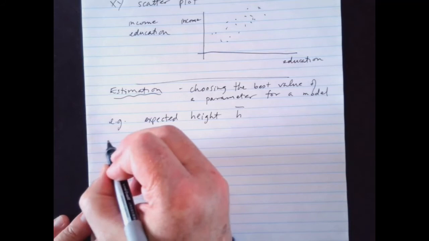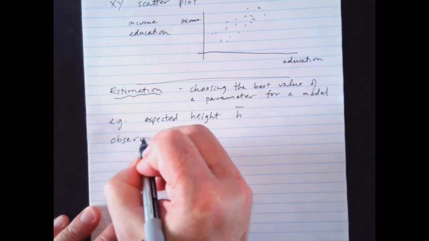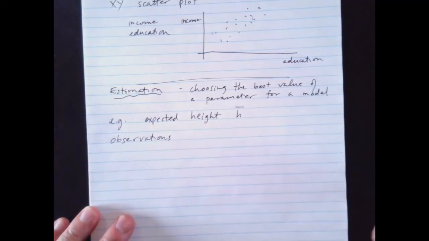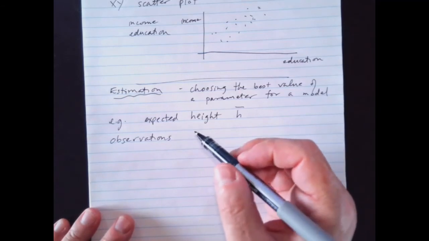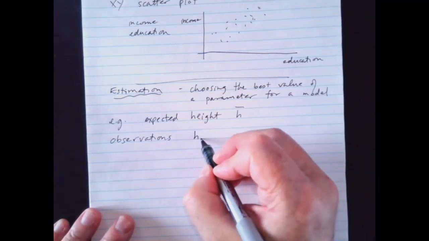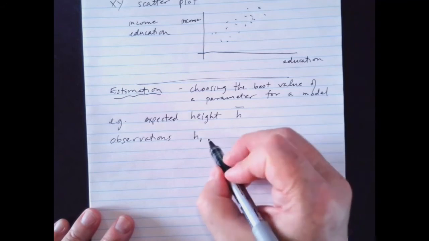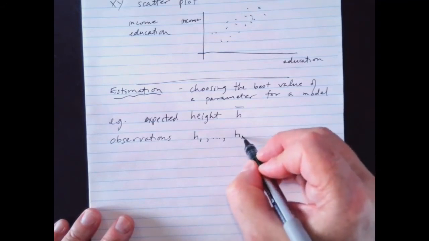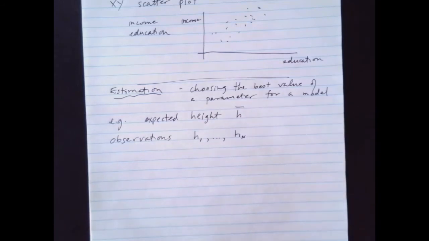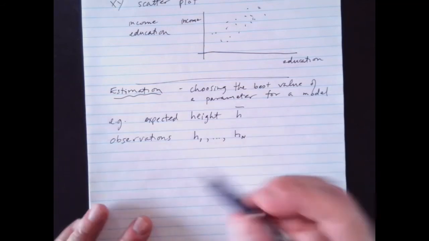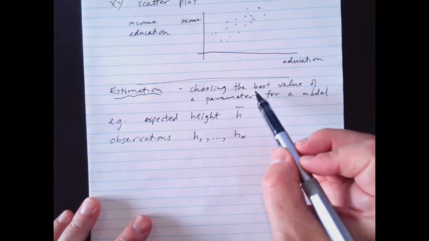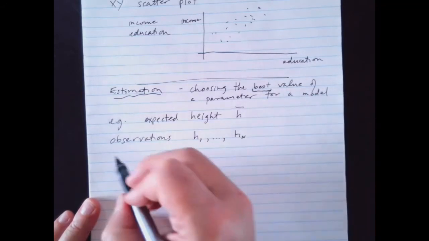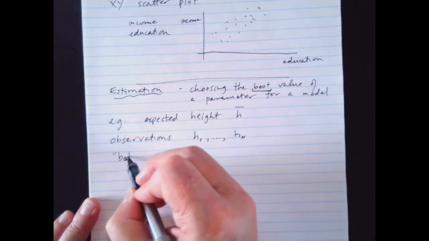Well, you have observations. So you're going to walk onto campus and take a sample, and you get the height of the first person, and then the height of the second person, and the height of n people. Maybe n is 100 people. You might find 100 people willing to let you measure their height. So now you've got 100 heights. And I use this term here, choosing the best value. Well, what's the best value?